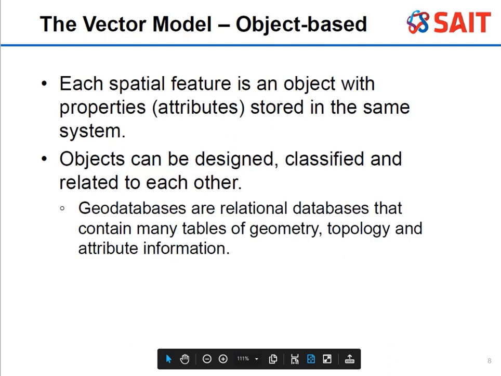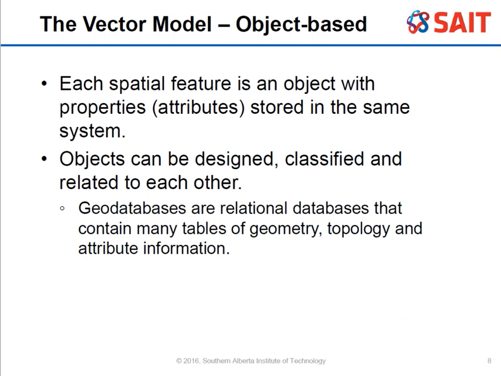So we also consider the vector model to be object-based, and that means that each spatial feature has properties that are stored in the same system. So again, notice that it's not the same file. But when I open up ArcGIS, I can see each of my objects has attributes, it has spatial information, and it can all be combined into one, but it's considered an object. So the objects can be designed, classified, and related to each other very easily.